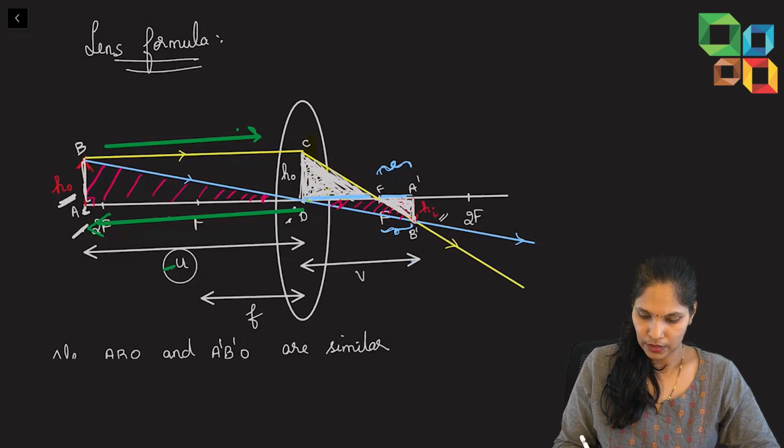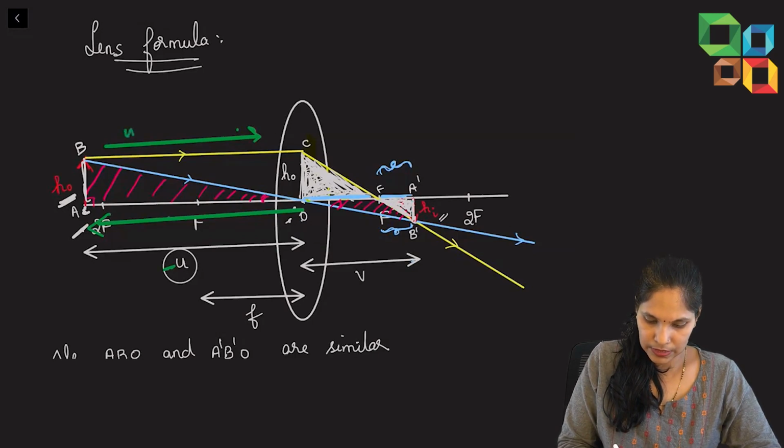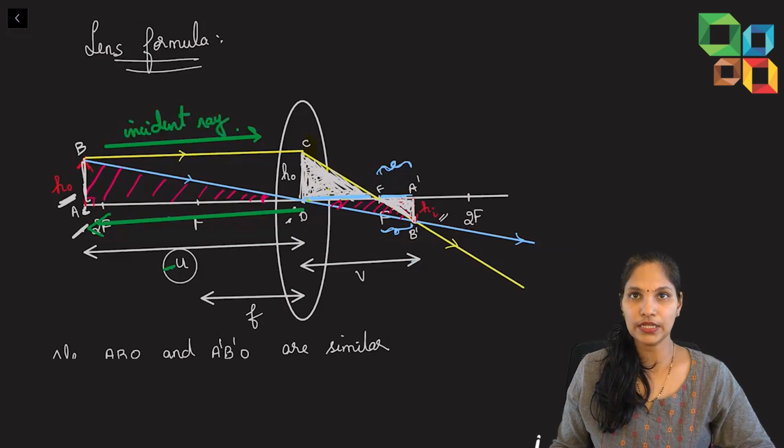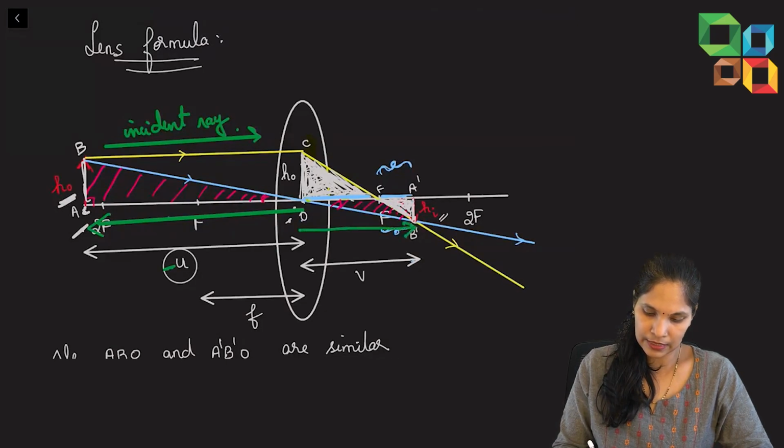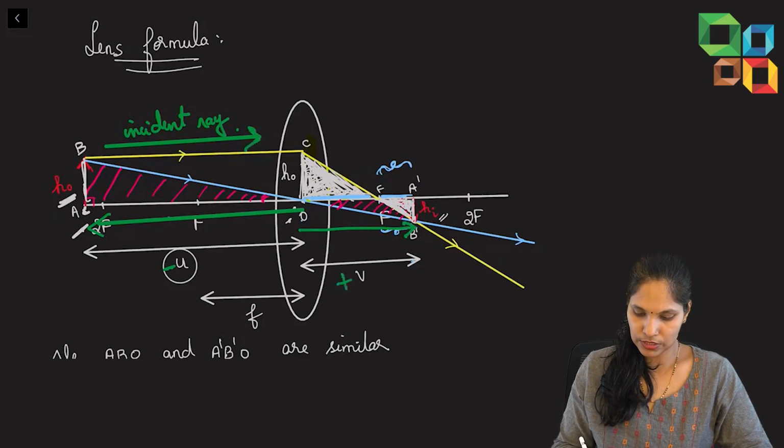So V. Incident ray is like this. This is the incident ray direction. You start your measurement from the optic center and go towards the image. So you are going to the right and the incident ray also is to the right. So this is positive.